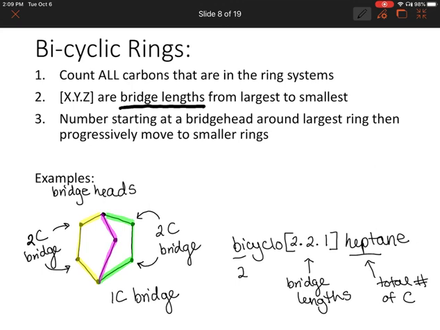Now, let's say we had a substituent on one of these carbons, like a bromine or a chlorine or something. We would number the circles starting with the largest ring, and then we would move to smaller rings after that. And we would start at a bridgehead. So for instance, where the purple meets the yellow meets the green. Now on this one, the rings are the same size, so it doesn't really matter where we start or how we number it. But we'll see some examples later on of how to do that.